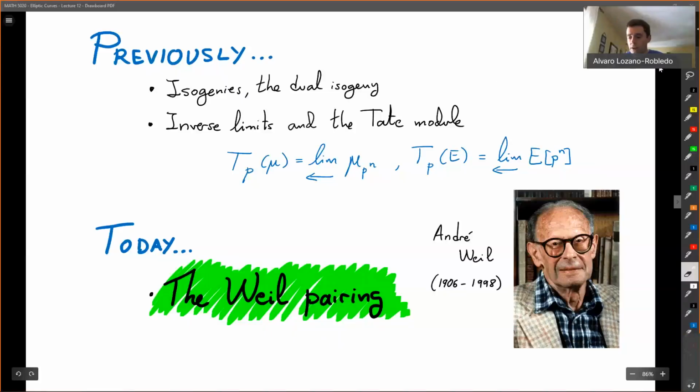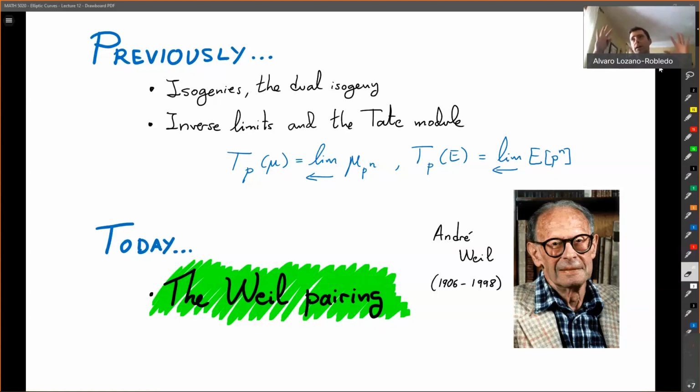Hello, everyone. Today, we're going to talk about the Weil pairing. Before, we've talked about isogeny, the dual isogeny, and we talked in the last lecture about inverse limits and the Tate module. I wanted to mention that I gave a rather restricted definition of inverse limit, where, remember, in our definition of inverse limit, there was a chain of groups going in one direction and every one was connected.